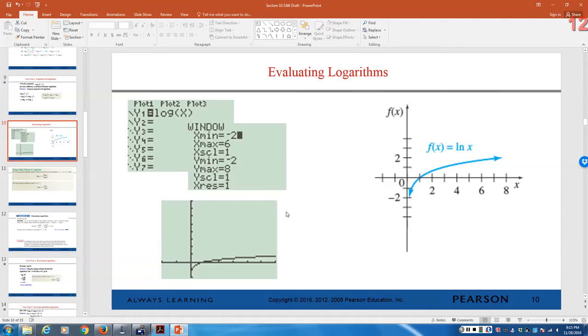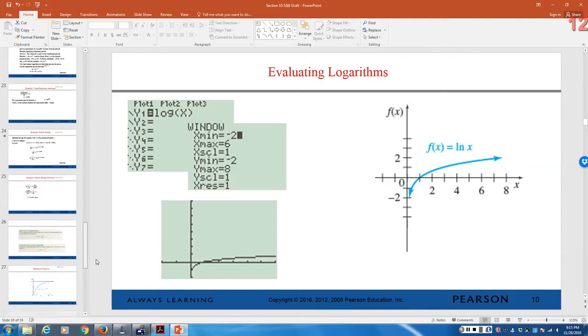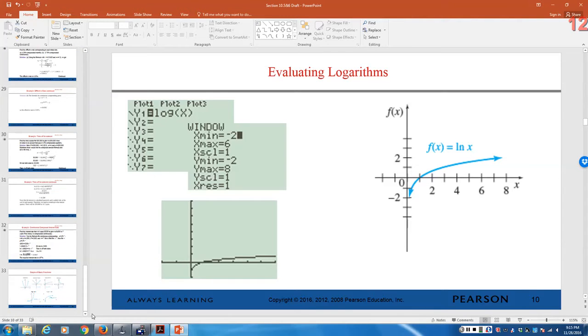Well, and in here, I don't know if it's on this one or not, but like here, I showed you here how to actually graph a base 10 logarithm in the calculator. When the calculators are appropriate to use, I try to show you in my PowerPoints, in my lessons, how to do that.